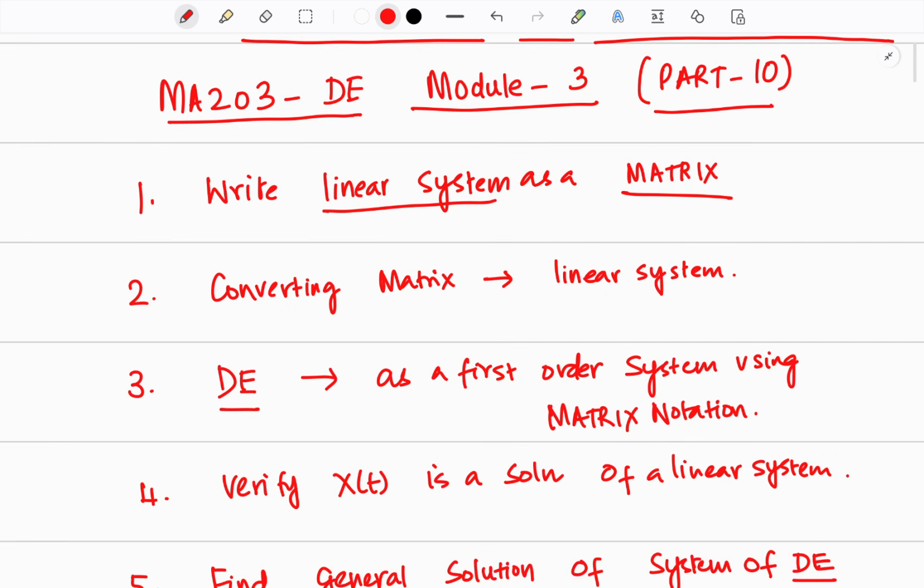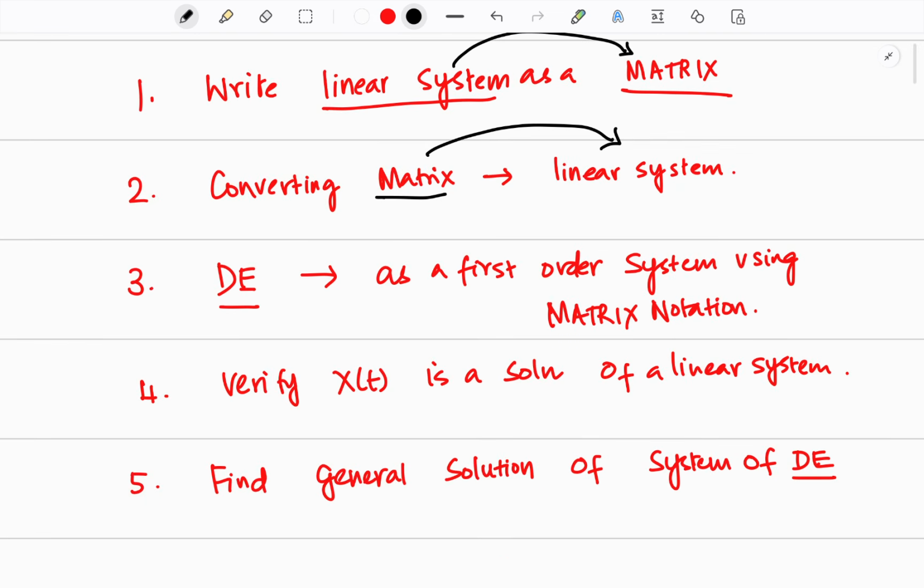So what are the things I'm going to do? First, a linear system will be given and you will write it in terms of matrices. Next, a matrix will be given and you will write the linear system. The third thing is a differential equation will be given and you will write it as a first order system, and finally you write the answer in matrix notation.